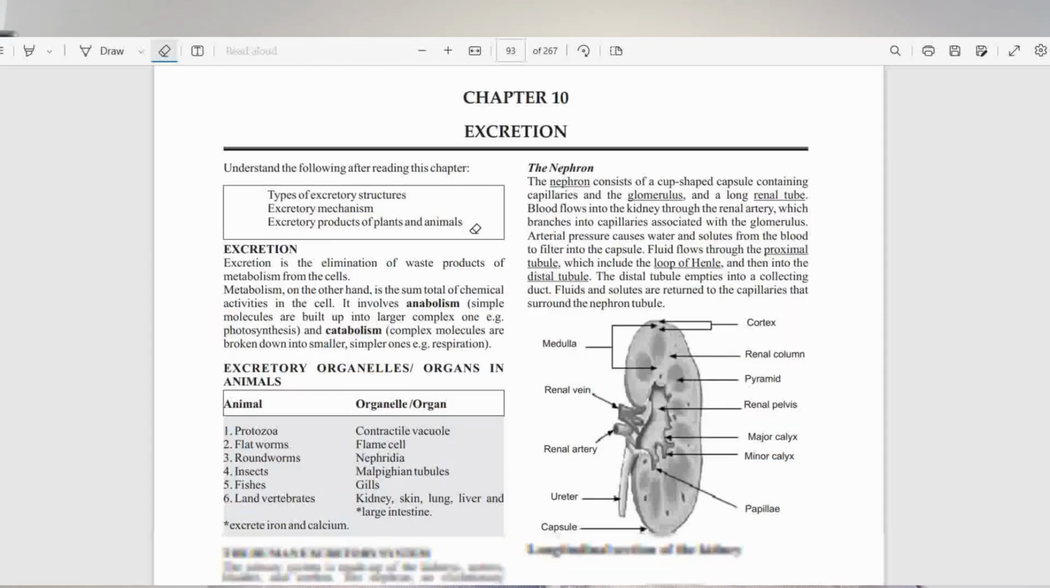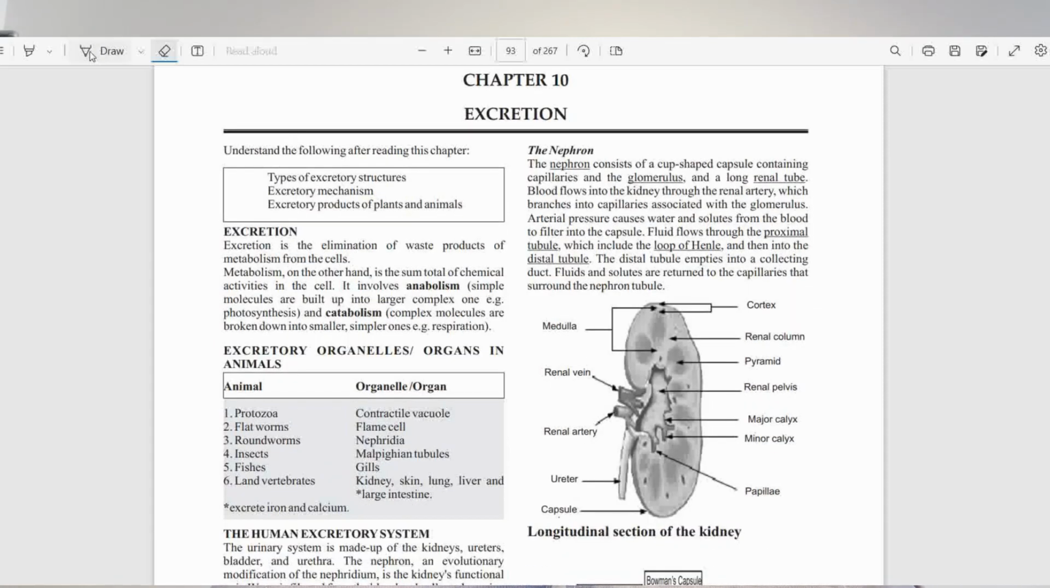So, in this video, I'll be taking a look at the 10th topic of the JAMB syllabus, which is excretion. And of course, we'll continue to use our textbook, which is the Explicit Biology, to treat this topic. I'll quickly look at a brief discussion on the topic, then we'll spend the remaining time on questions and answers. Let's go. So, in this topic, we are going to be looking at the types of excretory structures. We're going to look at the excretory mechanism and, of course, excretory products of plants and animals.